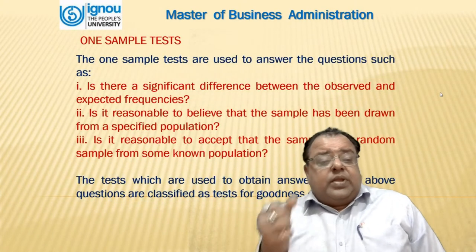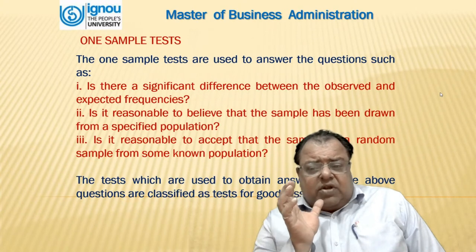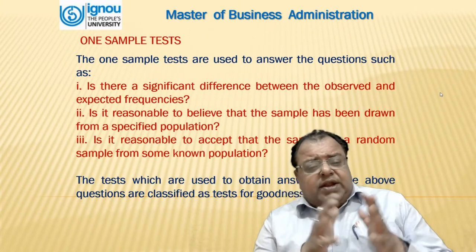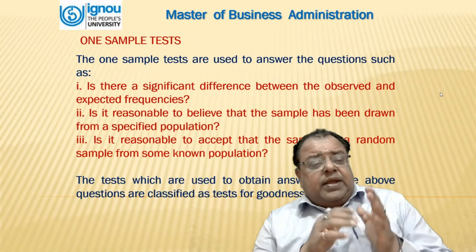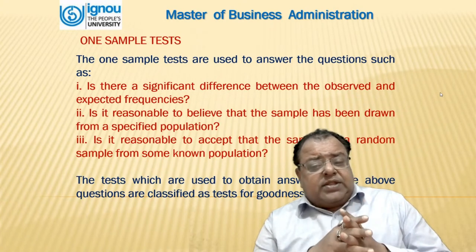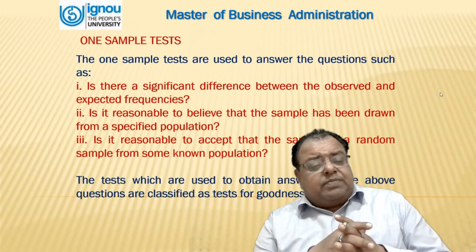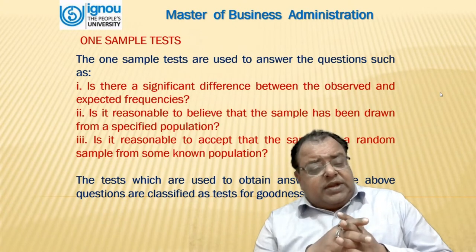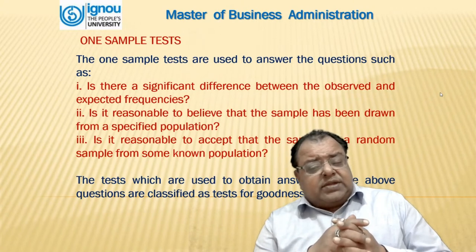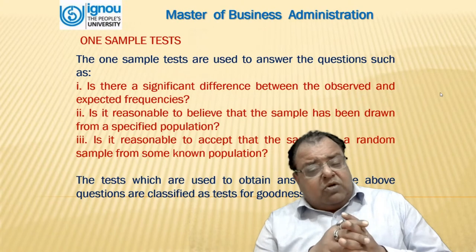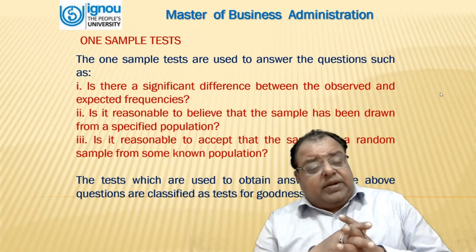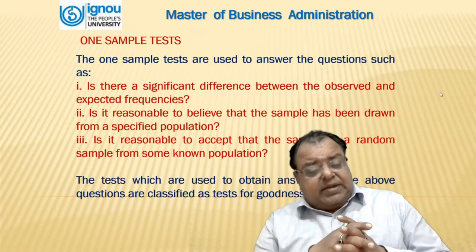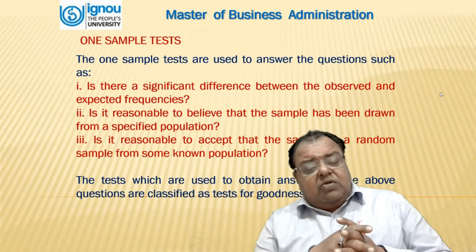One sample tests. One sample tests are used to answer the following questions. Is there a significant difference between the observed and the expected frequency? Is it reasonable to believe that the sample has been drawn from a specified population? And the third one, is it reasonable to accept that the sample is a random sample from some known population? These three things have to be kept in mind. The tests which are used to obtain answers to the above questions are classified as tests for goodness of fit.